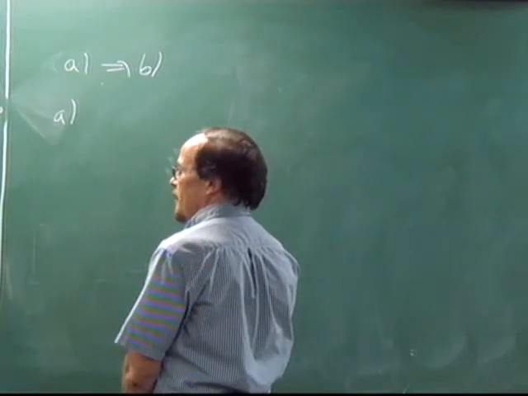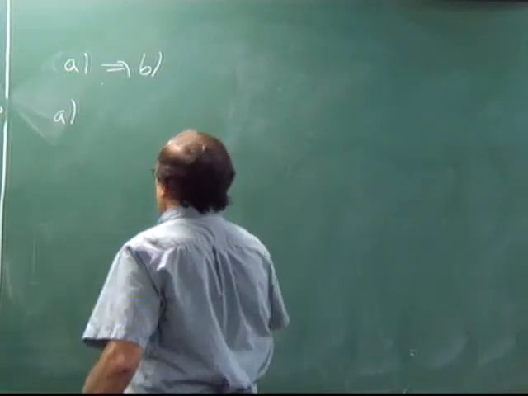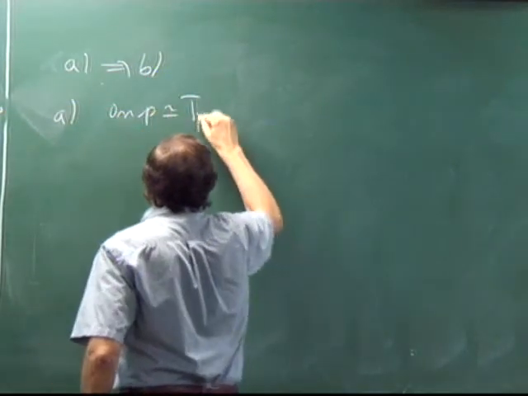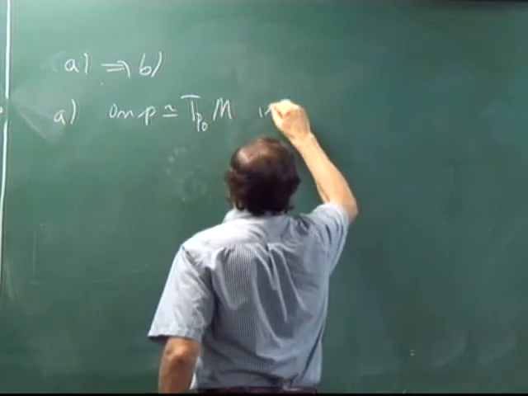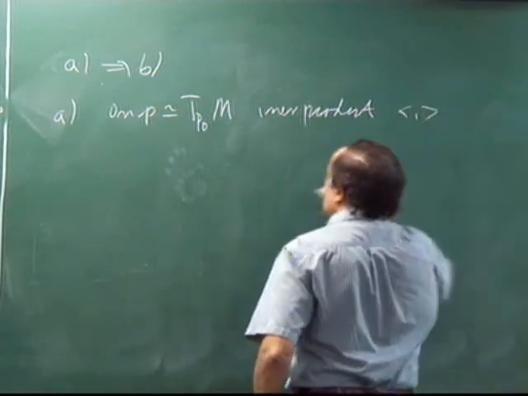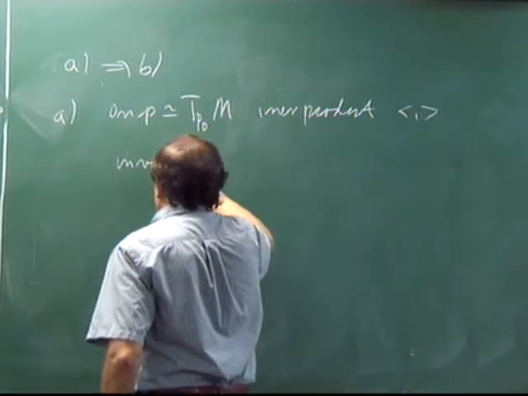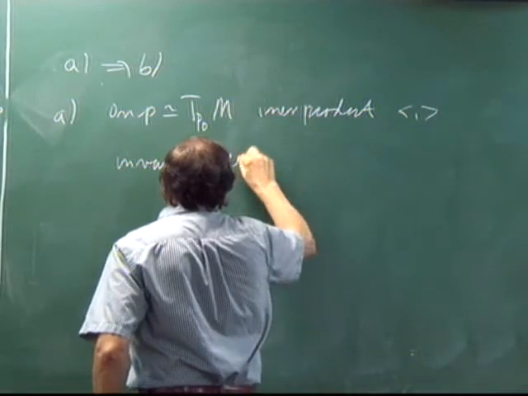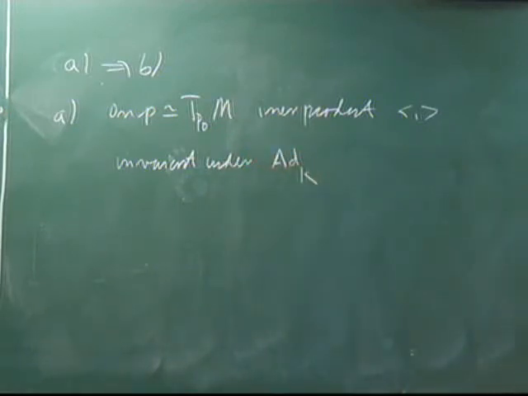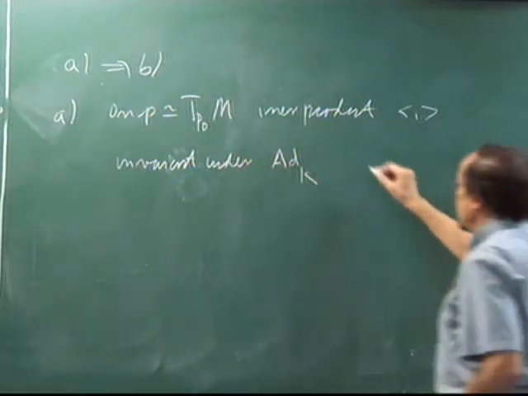But that's also a clear claim. Right, so on P, we have an inner product which is invariant under Ad K, because Ad K acts by isometries. That's my representation.